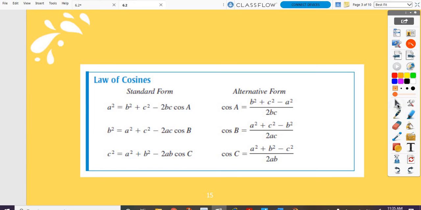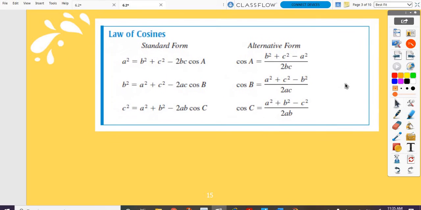So here's our law of cosines. The standard form is really what you need to know, because in our alternative form, all they did was solve for cosine, and most of us should be capable of that. You just subtract b squared and c squared, and then divide by negative 2bc. You will have to have this memorized.